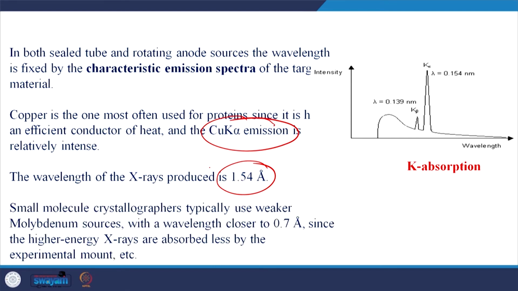Small molecule crystallographers typically use weaker molybdenum sources. They do not need as intense a source as what we need to solve protein crystals. So, they typically use molybdenum instead of copper, with a wavelength closer to 0.7 angstrom, since the higher energy X-rays are absorbed less by the experimental mount.